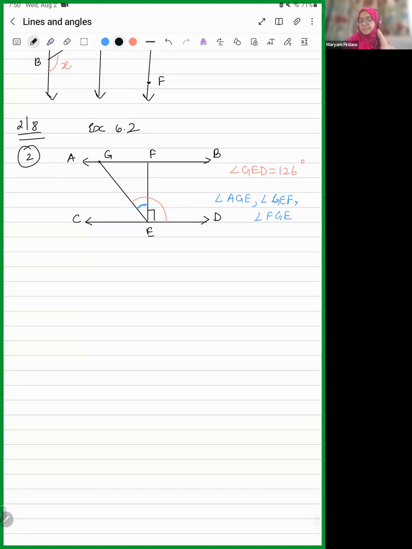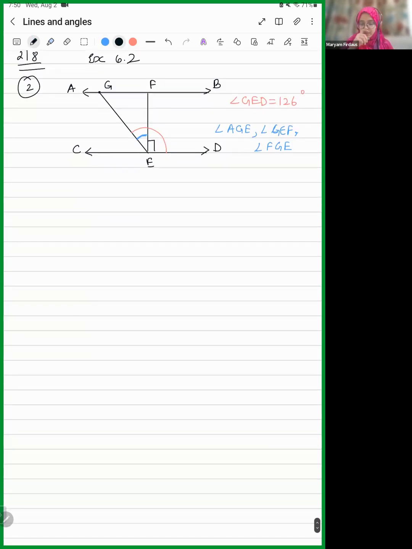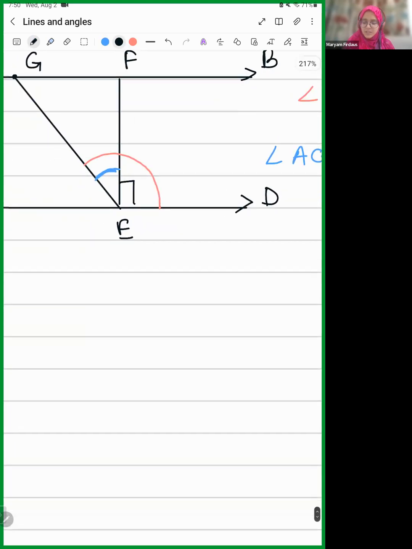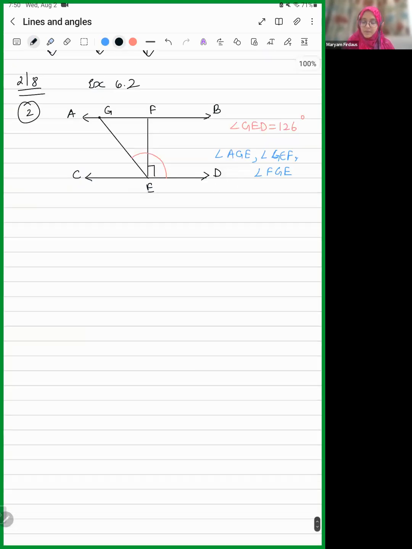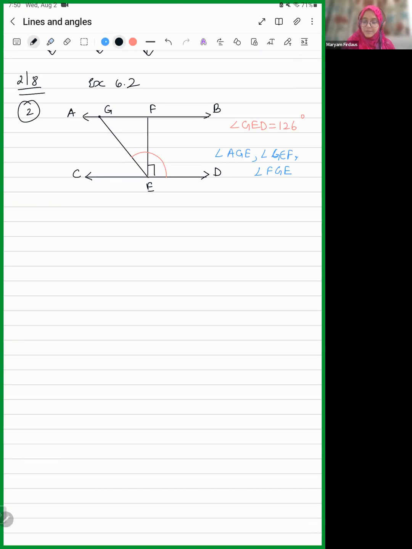So how do we find angle GEF? The smaller one, angle GEF. Sorry, did I say this was AGE? This is not AGE, this is GEF. We have to find angle GEF. How do we find this? Or even better, let's do it one by one, okay? Let's go for angle AGE. Angle AGE is which one? It is this angle, angle AGE.